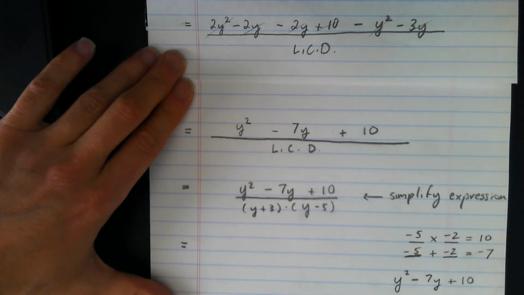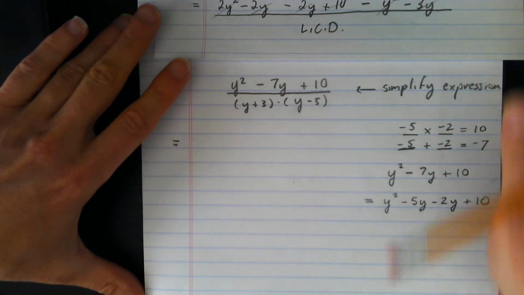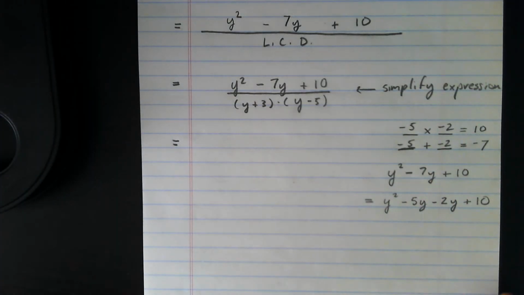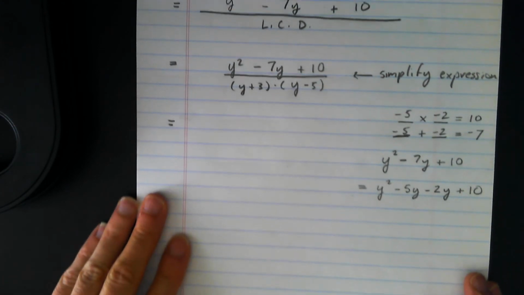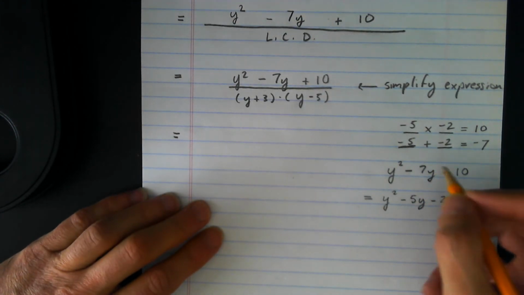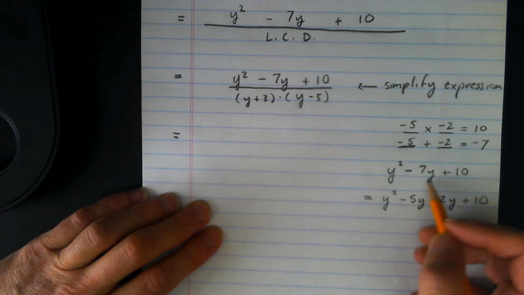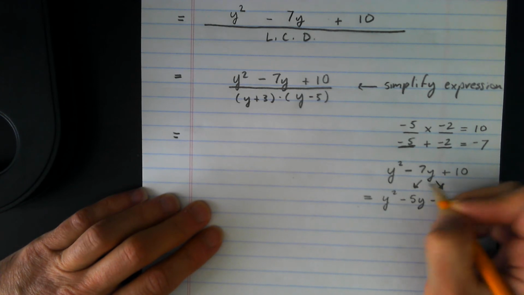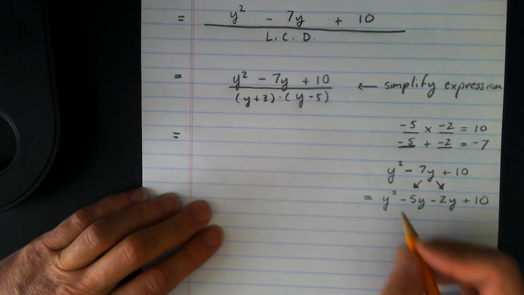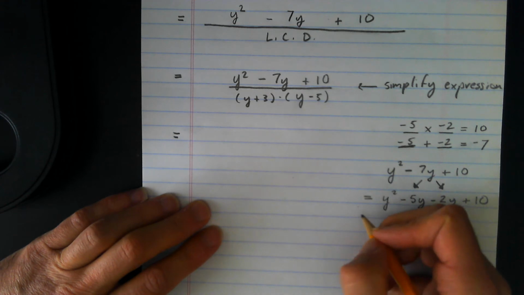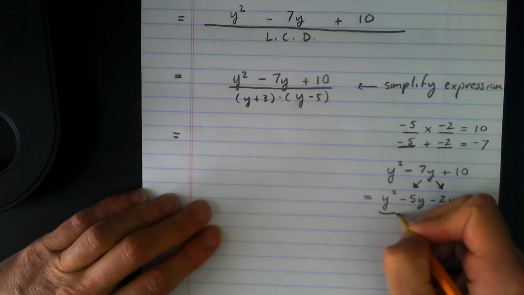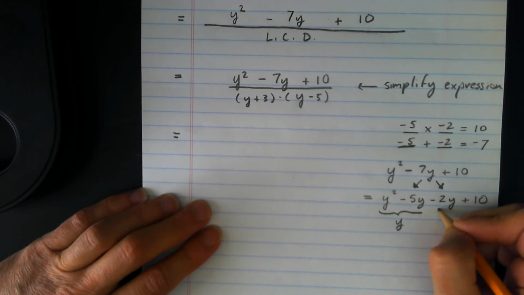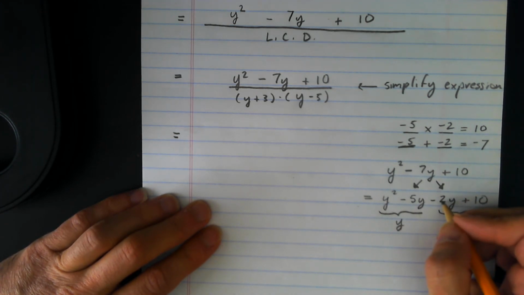Sorry about that. Sorry, yeah, so I was just doing the decomposition there. I rewrote the minus 7y as minus 5y minus 2y, like so. And now we've got 4 terms, so we can factor this by grouping. Our GCF, or greatest common factor, here is y. And then our GCF here is minus 2.